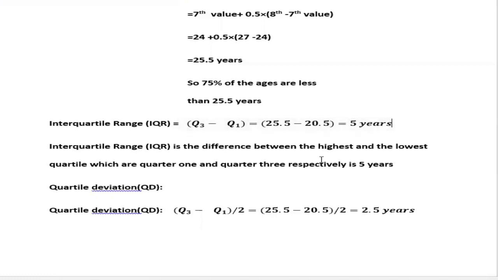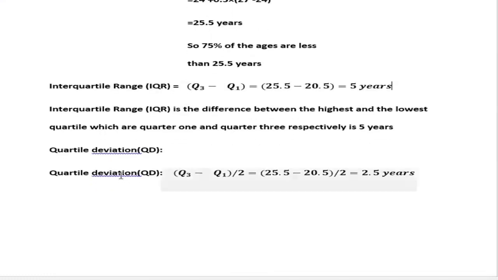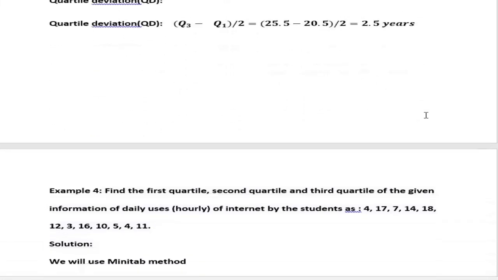Another important measure from the quartiles is called quartile deviation. Quartile deviation is nothing but the interquartile range divided by 2. That is Q3 minus Q1 divided by 2, and we will get 2.5 years. And this is nothing but the average difference between the highest and lowest quartile. The important thing you have to understand and remember is the interquartile range, IQR.